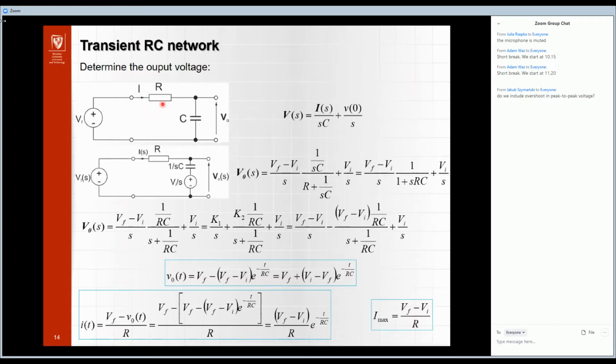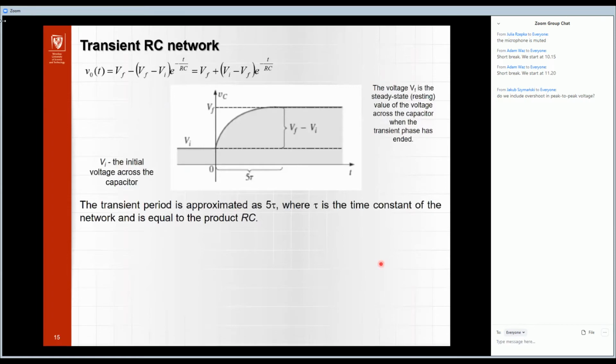Okay, and we can also calculate the current in this circuit. Now we know the voltage at this point, so the current is just the voltage from the source minus this voltage, divided by R. And we also have the equation for the current, and we know that this is the amplitude of the current. So we have this I max.